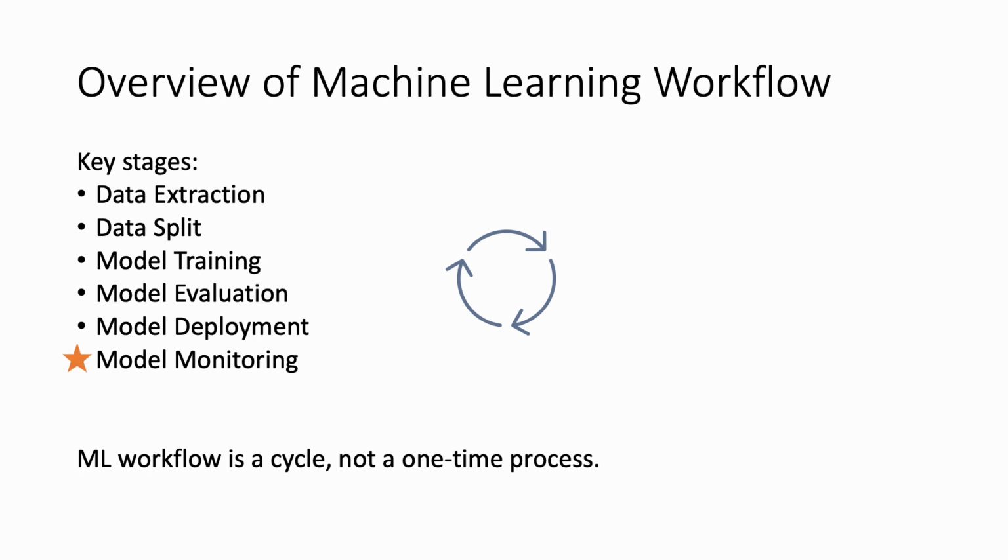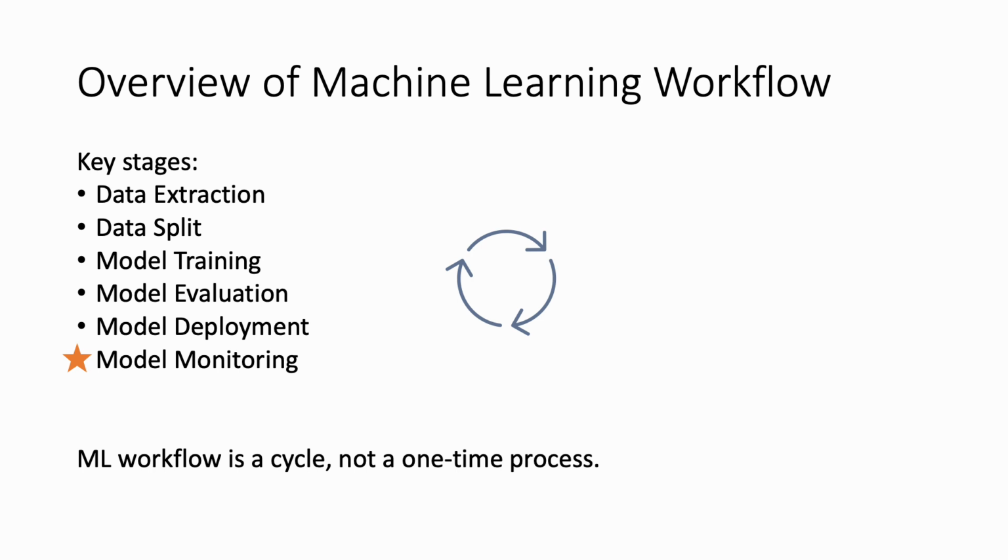Once our model is in deployment, it's now interacting with real data. This data might not be exactly the same as the data we used for training. The world evolves. Data patterns can shift. We call this data drift or concept drift. Data drift describes changes in the data distribution. Concept drift describes changes in the relationships between input and target variables.